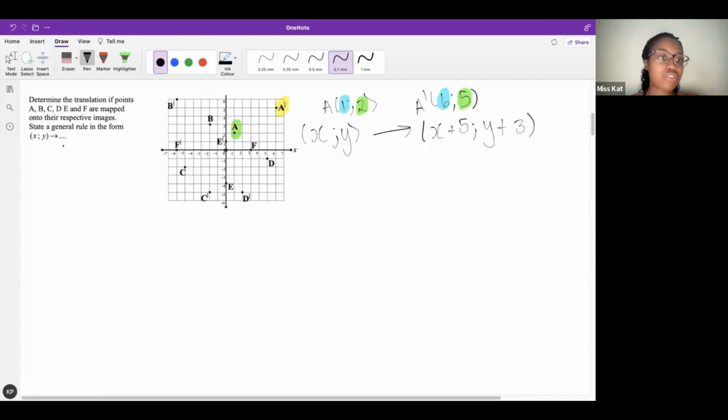When they ask you for the general rule of how you move this point, this is what they're asking for. To get from A to A prime, for A you just have X and Y. And for A prime, you take the X from A plus 5 and the Y from A plus 3. Okay, let's do B in case someone might be confused.